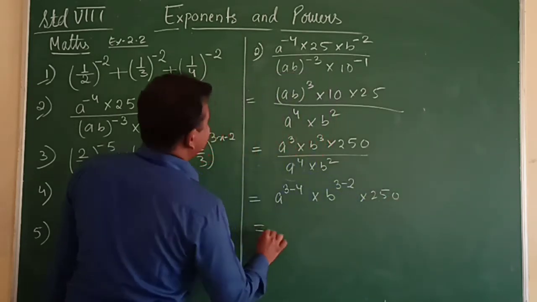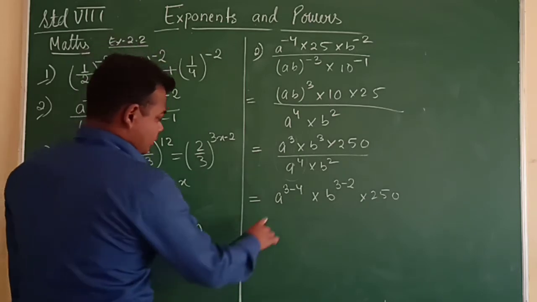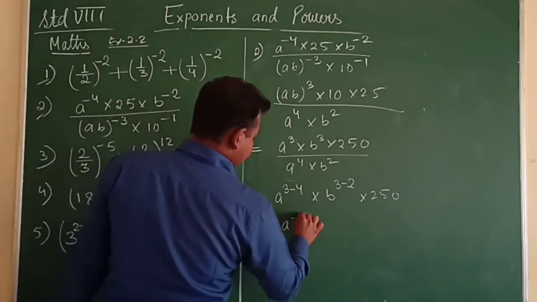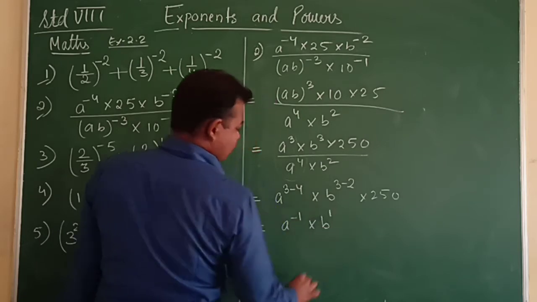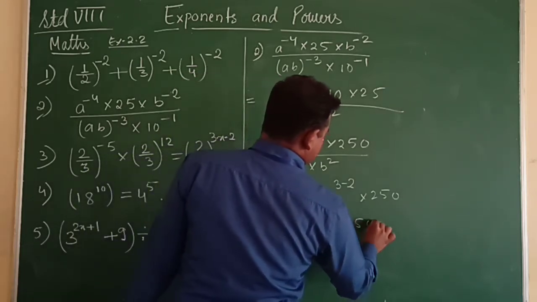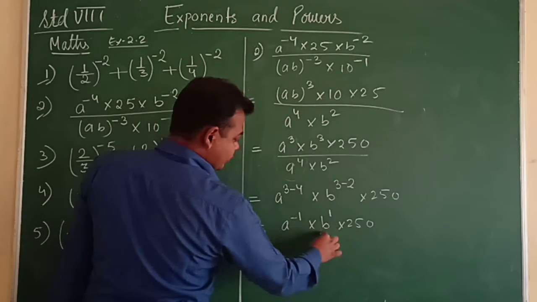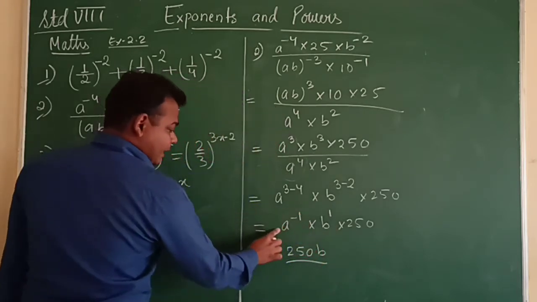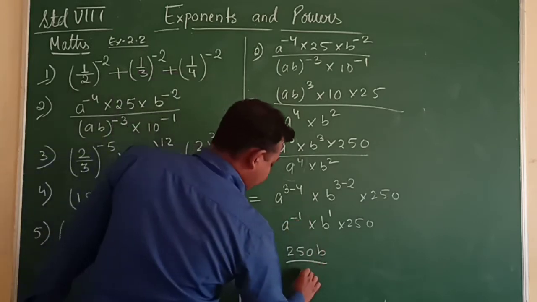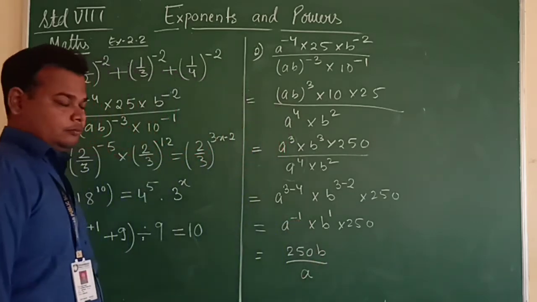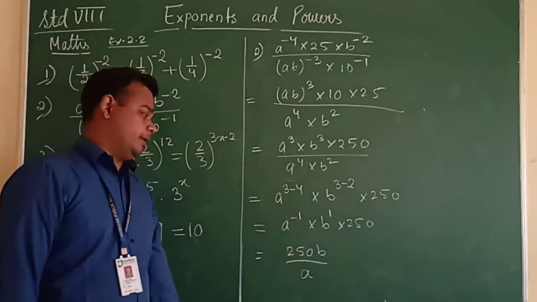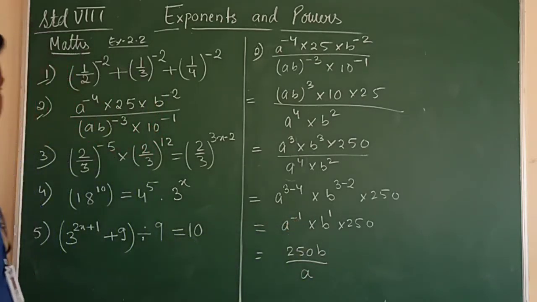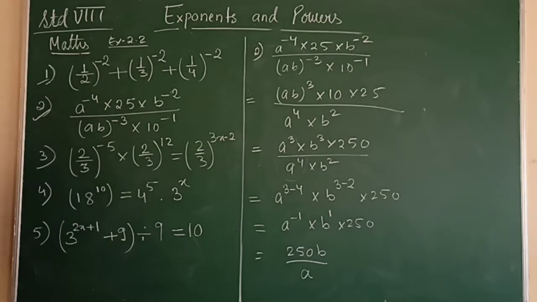So now what do we get? We got a to the power minus 1 multiplied by b to the power 1 multiplied by 250. So 250 into b, that is 250b, but this a to the power minus 1 becomes plus 1 and goes from numerator to denominator. Okay, this is how we have done our second question. Now moving towards the third one.